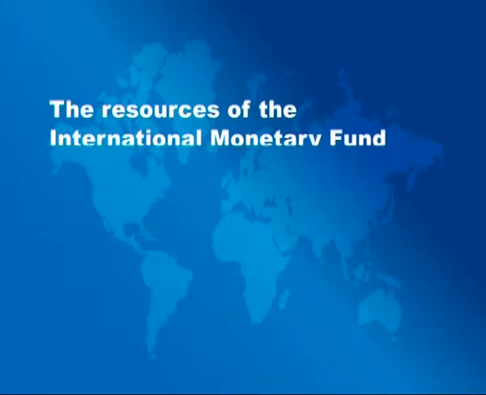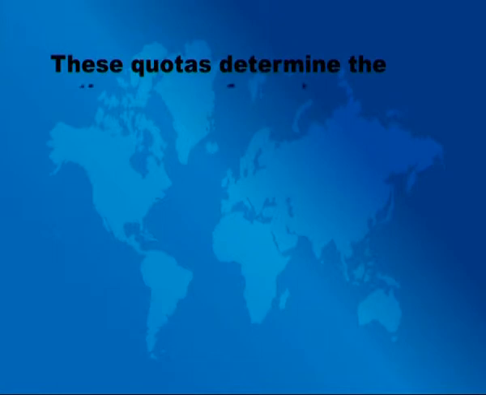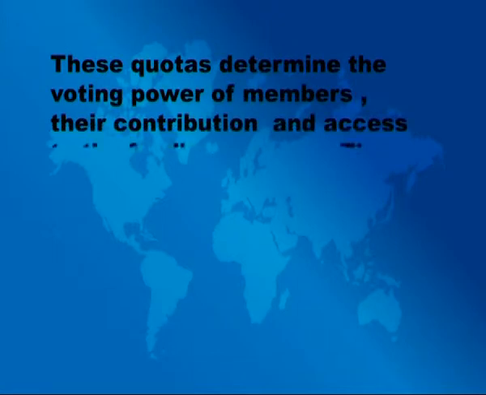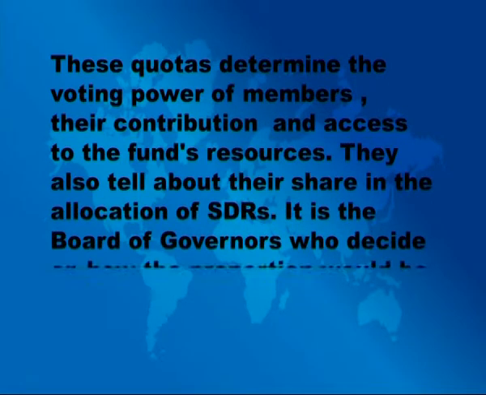The resources of the International Monetary Fund come from the subscription by members and by the borrowings. In case the resources are coming through the subscription by the members, then each member of IMF is required to subscribe an amount equivalent to its quota. The member is assigned a quota expressed in special drawing rights, that is the SDRs, and a member's quota reflects its economic size. These quotas determine the voting power of members, their contribution and access to the fund's resources. They also tell about their share in the allocation of SDRs.